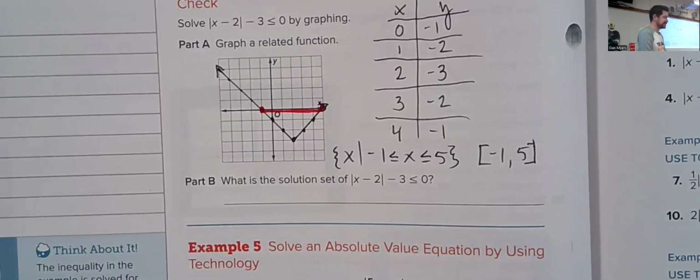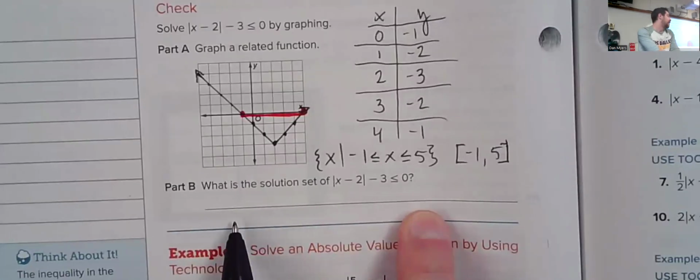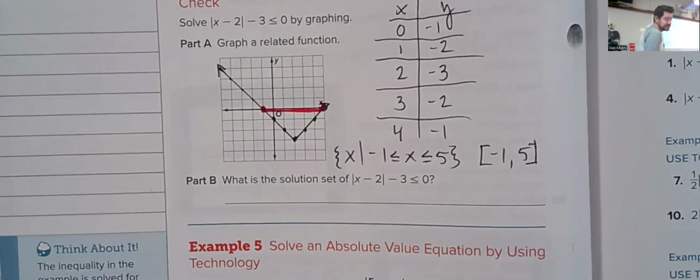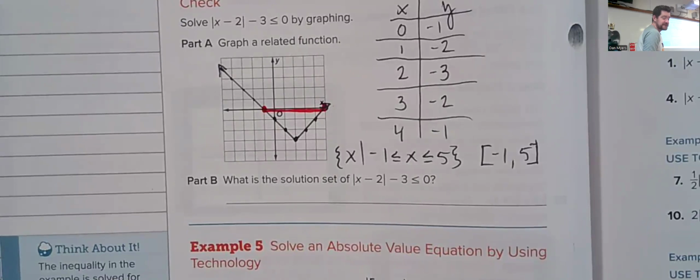Oh, part B, what is the solution set? Sorry, I guess we could have written the answer there. Oh well. But there's our answer. Any questions on that so far?